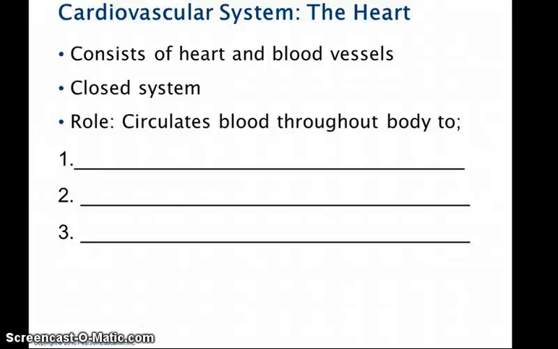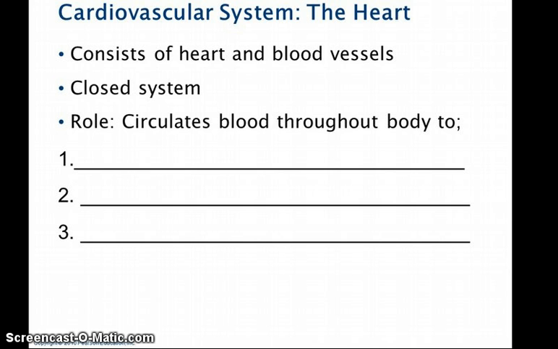This lecture is about the anatomy of the cardiovascular system. I'm going to be using the PowerPoint presentation identified as Anatomy of the Heart, which can be found on Canvas under Chapter 20. You might want to have this in front of you as we go through this.